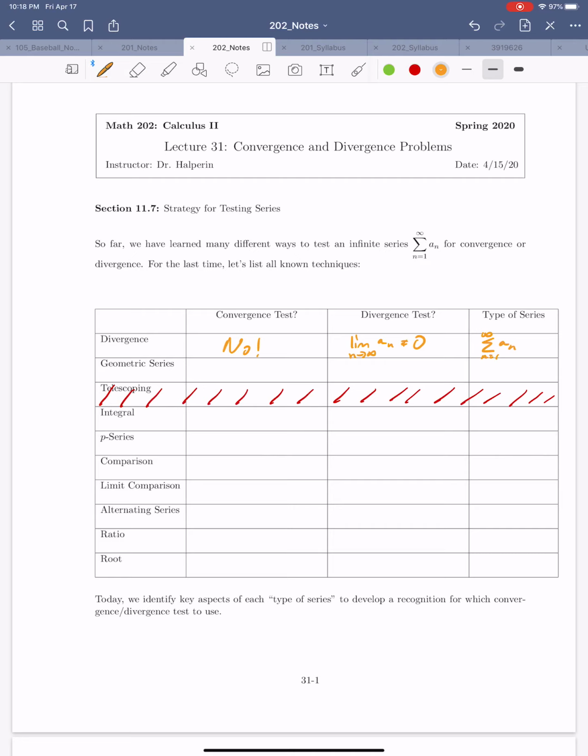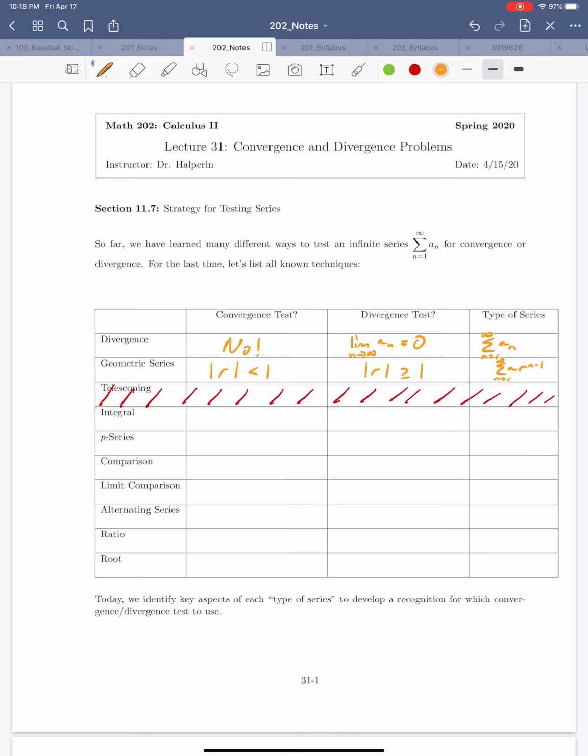Geometric series. Well, that's the series where we're talking about the sum from 1 to infinity of a times r to the n minus 1. The series converges if the absolute value of r is strictly less than 1, diverges otherwise.